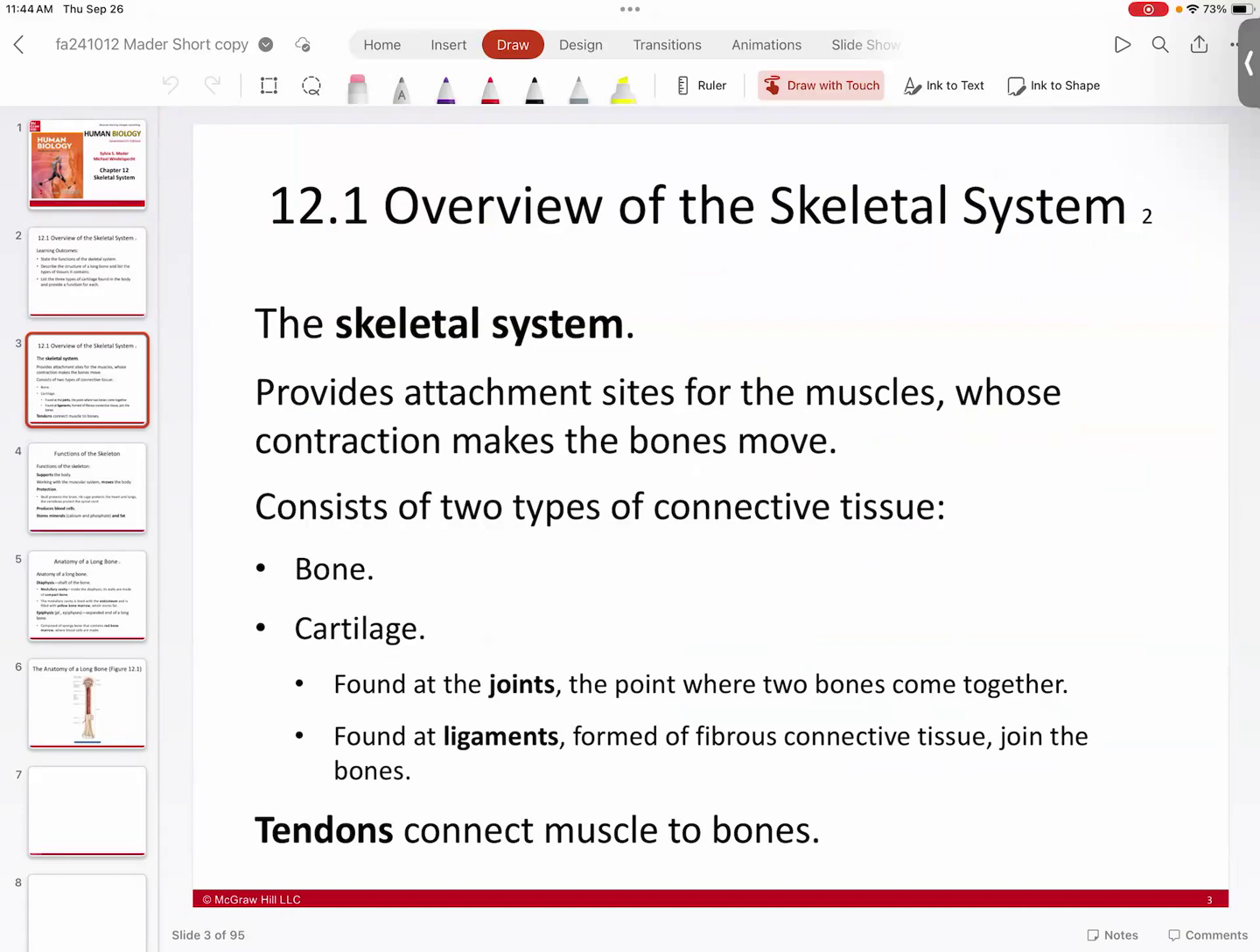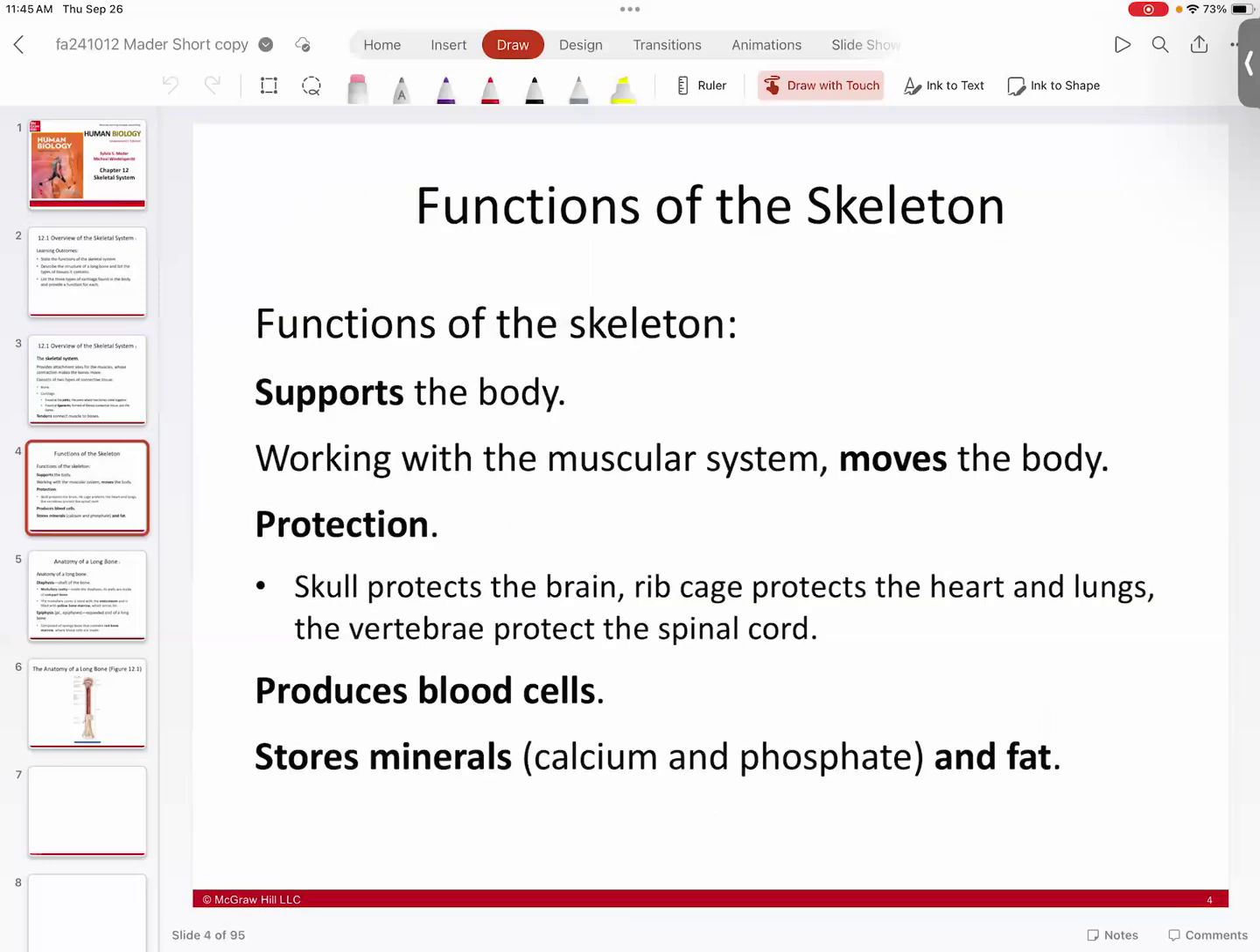So the skeletal system basically has a supportive type of function, and it is in the connective tissue grouping. So we learned about that in chapter 4. And so it basically is part of the supportive connective tissue component along with cartilage. And so this is basically where we're going to find a lot of our cartilage, which is typically at the joints where the two bones come together. And then, of course, the ligaments, which is also fibrous connective tissue, which is essentially joining one bone to another. And then, of course, tendons are connecting the muscles to the bones.